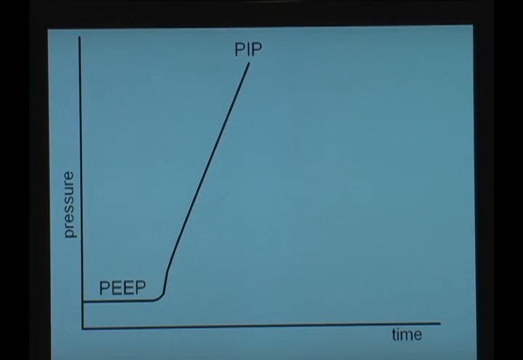So let's say that we chose volume control. Here's a typical airway pressure waveform on volume control, where the PEEP is the expiratory pressure, and then we get a little bump in pressure due to the resistance through the endotracheal tube, and then the pressure goes up to the peak inspiratory pressure, and then we do an end inspiratory breath hold. The pressure drops down to the plateau pressure.